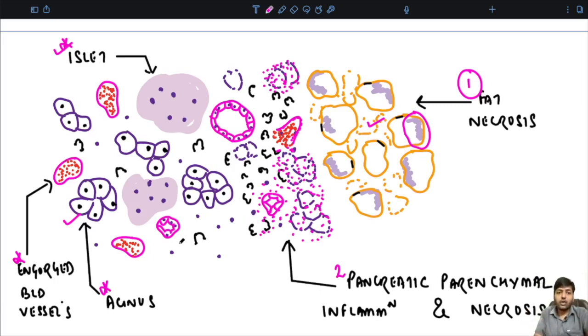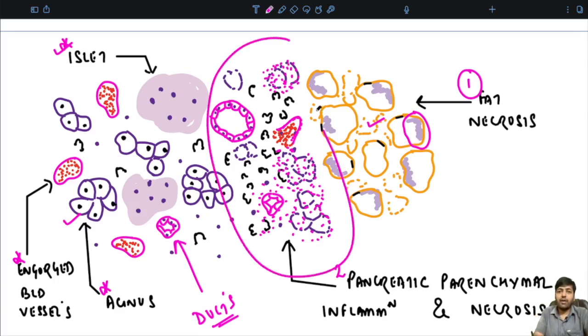Also, what you can appreciate over here, these are the ducts. Ducts are basically carrying the secretions of the acinus. Now what you can appreciate in the middle part is that there is necrosis of the acinus, there is necrosis of the ducts, and there is necrosis of the blood vessels leading to hemorrhage.